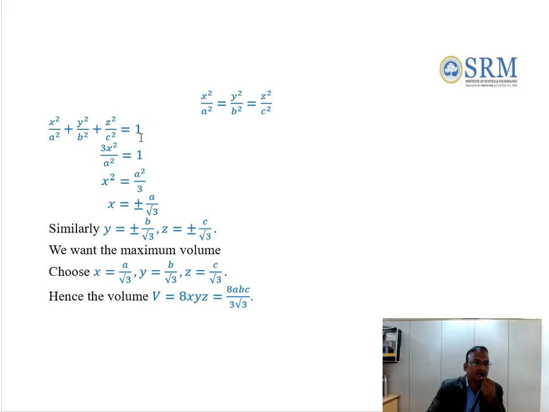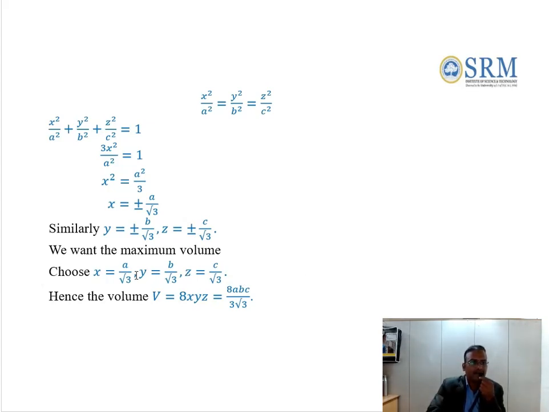These are all equal. So we have the constraint x square by a square plus y square by b square plus z square by c square equal to 1. Therefore we can replace y square by b square with x square by a square, and similarly z square by c square with x square by a square. Hence we get 3x square by a square equal to 1, or x square equals a square by 3, or x equals plus or minus a by root 3. Similarly, y equals plus or minus b by root 3, and z equals plus or minus c by root 3.